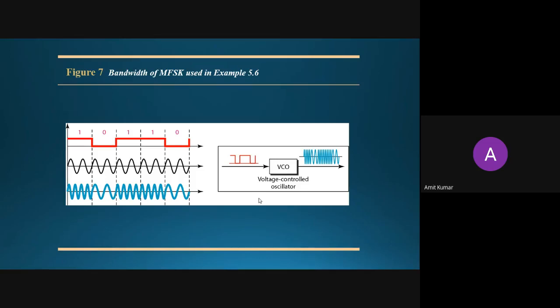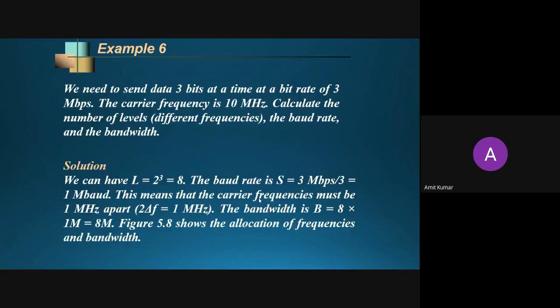This is known as FSK. So here you can see that one is generating some frequency and zero is generating another frequency. So we are having an example.